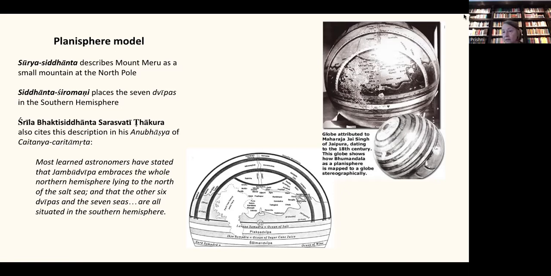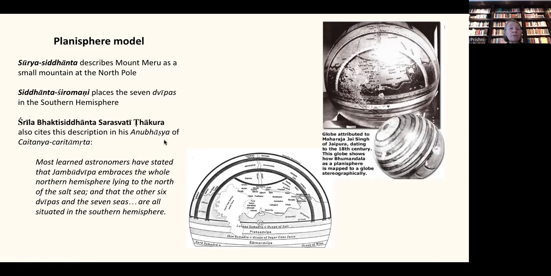And you can see it here. This is the famous Jaising ball. This shows it in 3 dimensions as the 2-dimensional ramification. But here we have Jambudweep on this top part. The whole northern hemisphere is Jambudweep. The southern hemisphere is the rest of the rings.